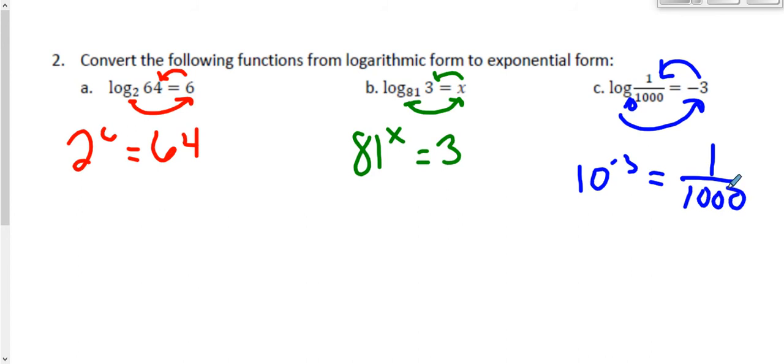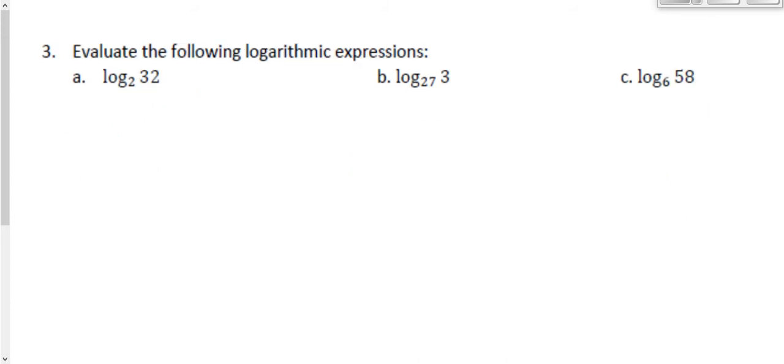Okay. So that's it for converting back and forth between exponential and logarithmic form. Let's go ahead and try question 3, which is evaluating logarithmic expressions. Now, in order to evaluate, I could use the change of base formula. The change of base formula will give me either whole numbers, which are great, or decimals, which are good if that's what we're looking for. But if my answer can be expressed exactly as a fraction, the change of base formula won't give me that fraction. It will only give me the decimal version, which has been rounded. So I would prefer to find my answers with a different method.